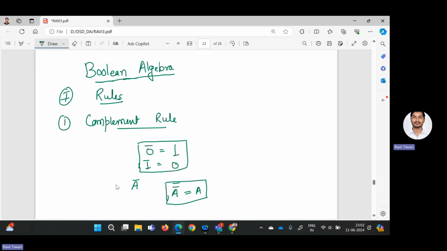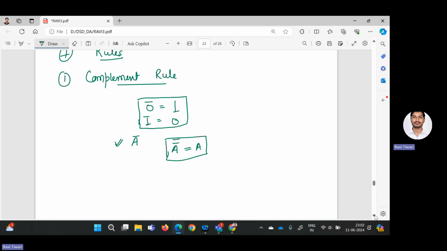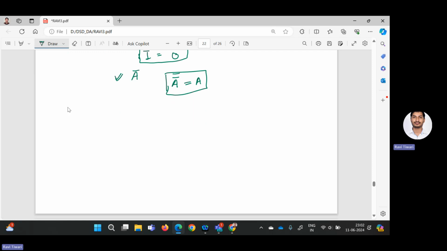The representation of the complement of an input, if the input is A, will be A bar. The complement of 0 will be 1. The complement of 1 will be 0. If you take a double complement of any input, then you will get the same input. That means double bar of A will be equal to A only. That is the first rule inside Boolean algebra. Let's see the second rule.